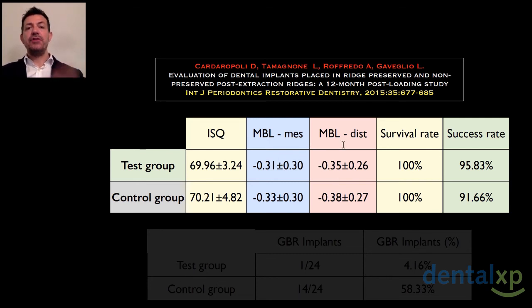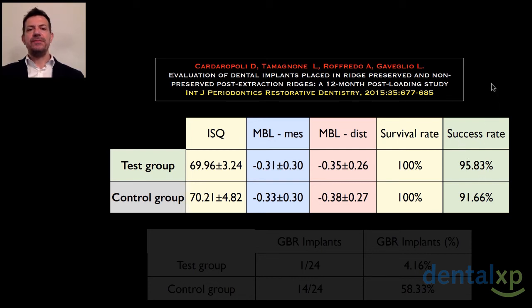No statistical difference. The survival rate was 100% in both groups, no statistical difference, and the success rate was 95 in the test group and 91 in the control group, no statistical difference between the two groups.